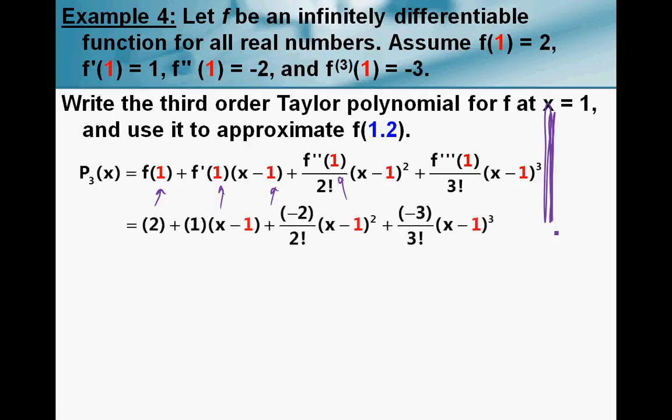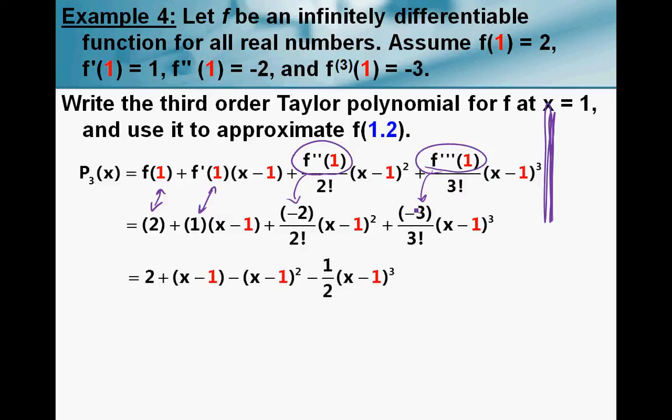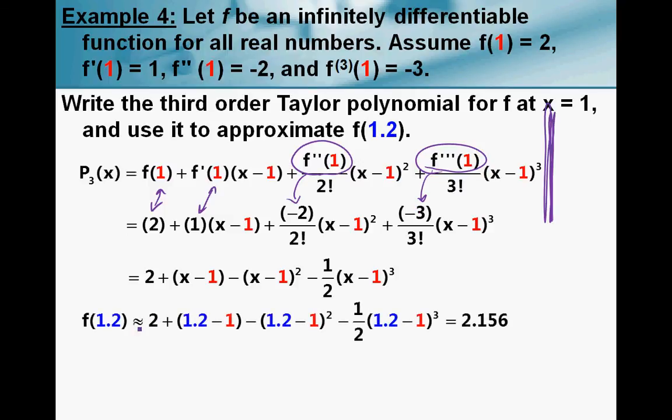Now they gave me all those derivatives. I know what f of 1 is. It's 2, they gave it to me. I know what f prime of 1 is. They gave it to me, it's 1. And so on and so forth, right? I know that the second derivative of f at 1 was given to me to be -2, and the third derivative at 1 was given to me as -3. And now, just simplify a little bit to make it easier to work with. That's just the degree 3 polynomial that we can use to approximate f of 1.2. So let's do it. f of 1.2 is not equal to, but is approximately equal to 2.156, which I found by replacing all of the x's with 1.2's.